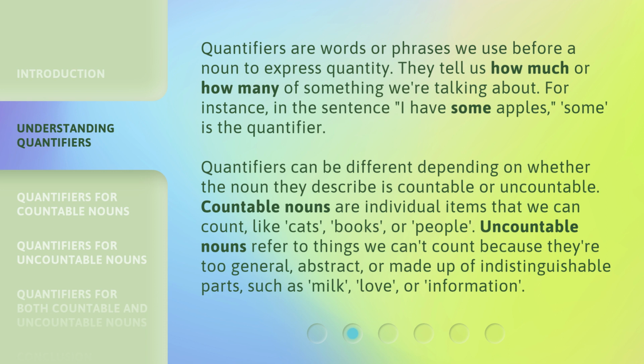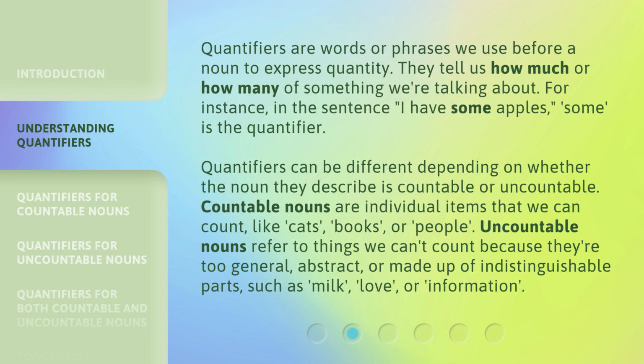Quantifiers are words or phrases we use before a noun to express quantity. They tell us how much or how many of something we're talking about. For instance, in the sentence, I have some apples, some is the quantifier. Quantifiers can be different depending on whether the noun they describe is countable or uncountable.